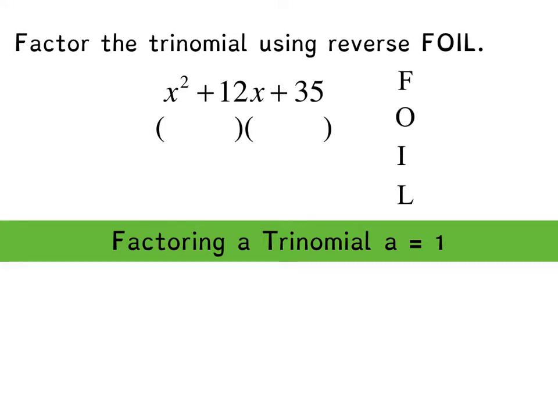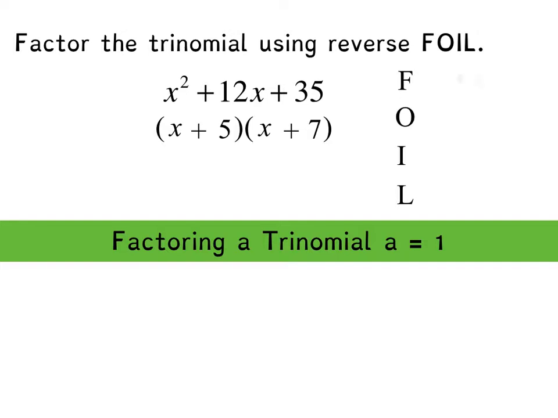F stands for first two. So what times what equals x squared, and we'll write that in the first slot of each binomial. L stands for the last two terms. The last two terms will multiply together to equal positive 35, and they will also add together to equal 12. So we'll come up with 5 and 7. Both of them have to be positive because the trinomial had all positive signs.